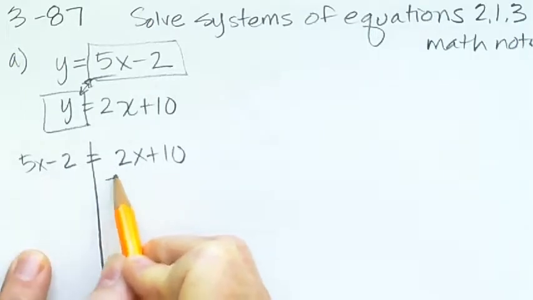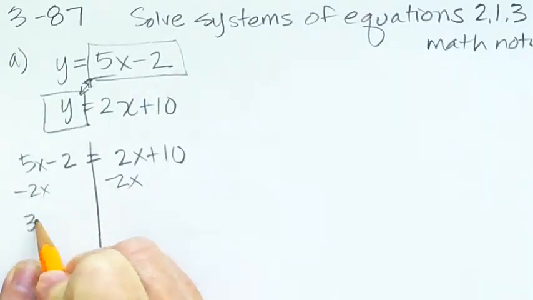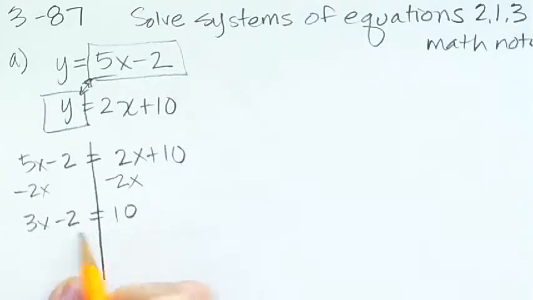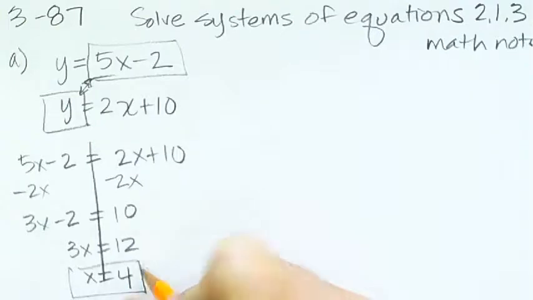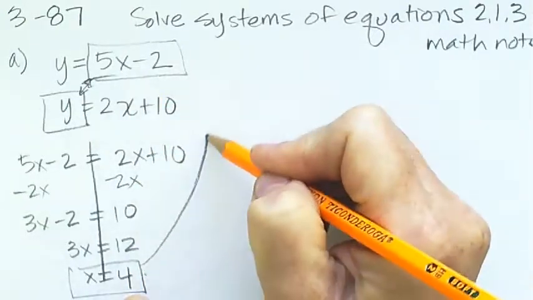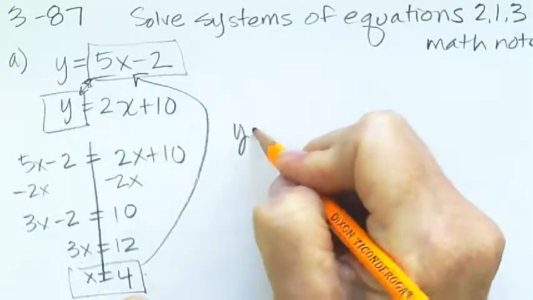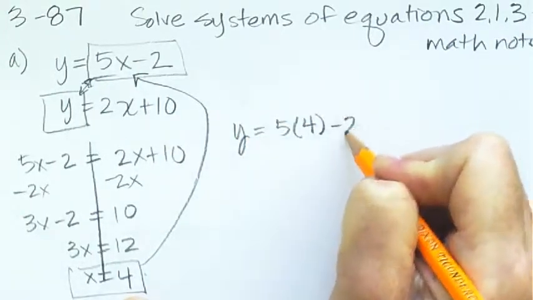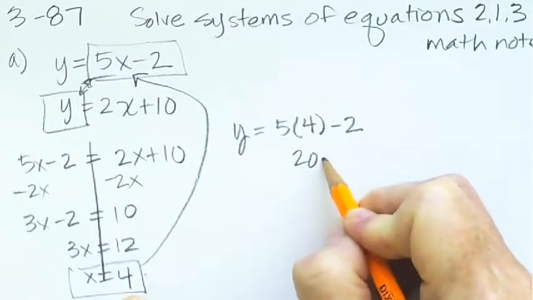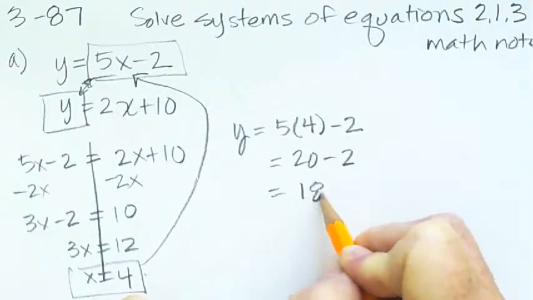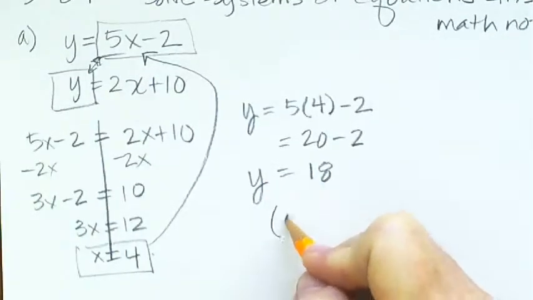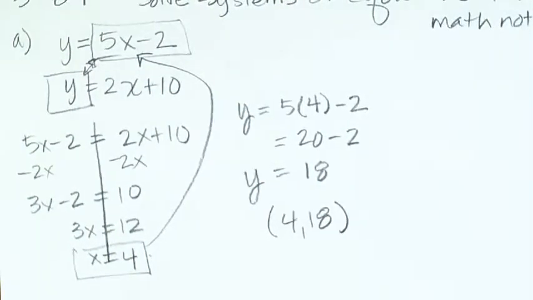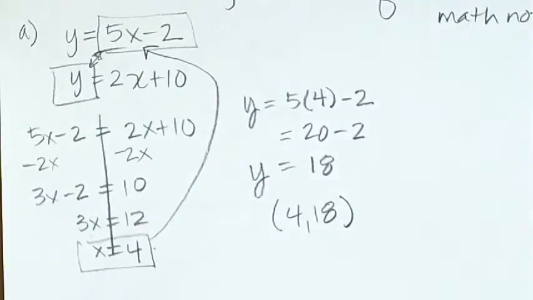I've got x's on both sides. Get rid of the smaller one. Solve for x, add 2 to both sides. Divide by 3, so x equals 4. Now I'm going to take that and substitute it into either one of these. So then y equals 5 times 4 minus 2. So then y equals 20 minus 2, which would be 18. So my answer would be (4, 18). And you could get that by graphing the two equations. They would intersect at the point (4, 18).